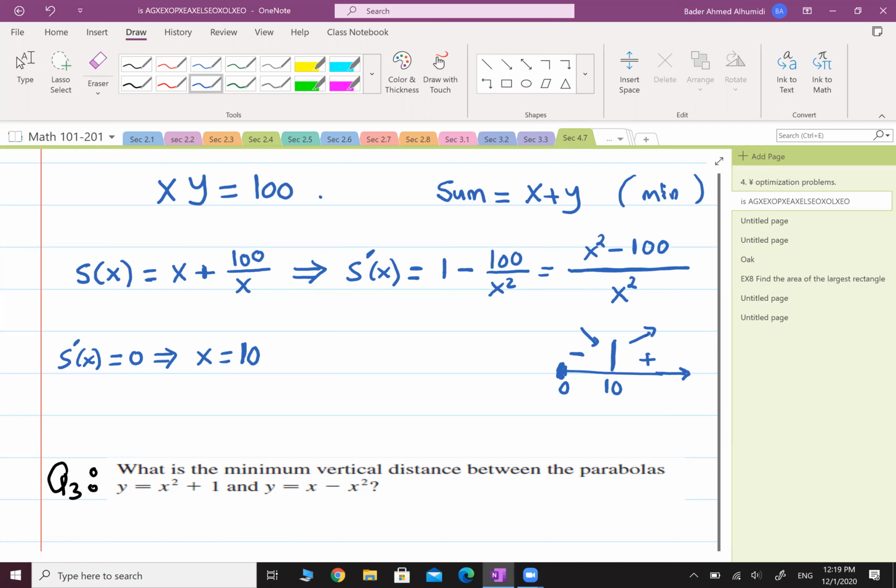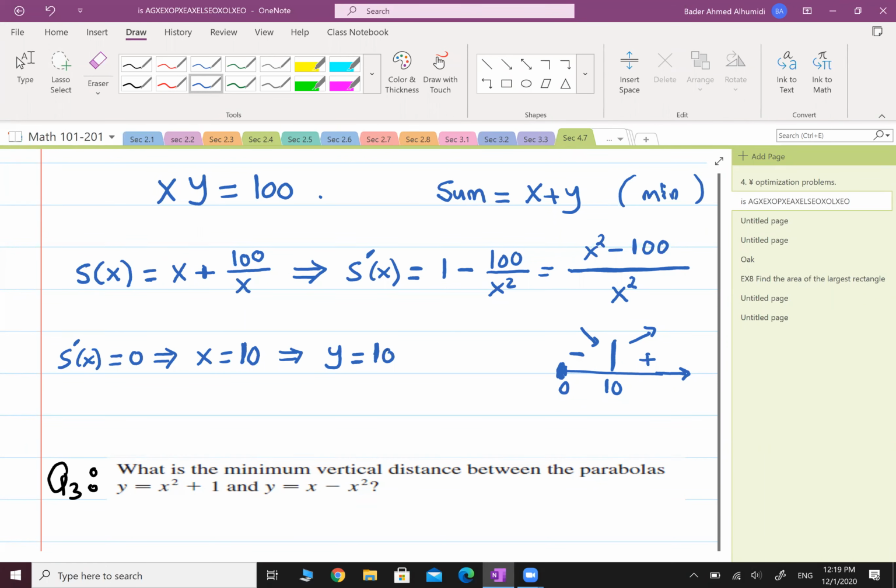So what are the two numbers? If x equal to 10, what will be the value of y also? The value of y will be equal to also 10. Okay guys, what is the sum of the two numbers? The sum of the two numbers will be 20.